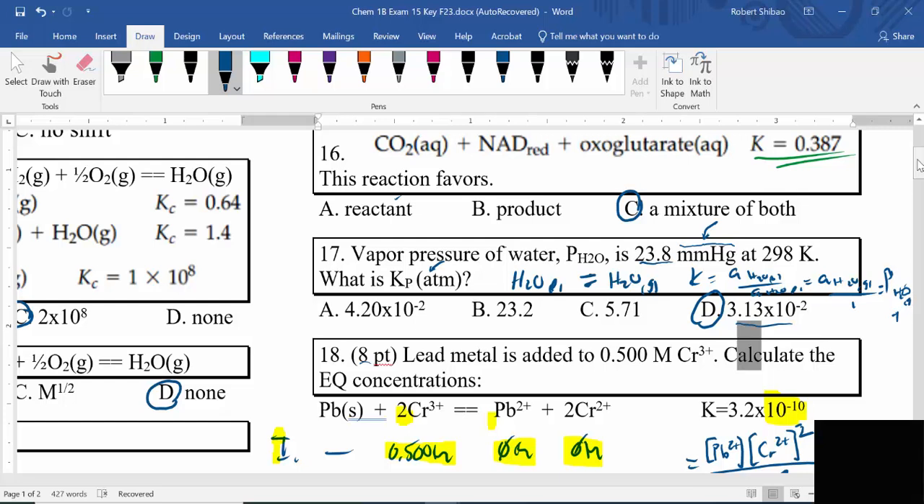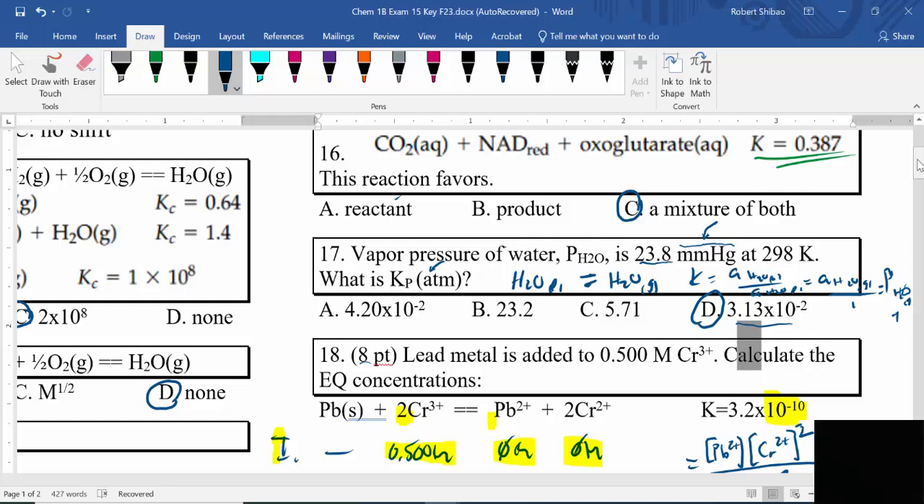When I look at K, 3.2 times 10 to the minus 10, 10 to the minus 10 favors what? The reactants or the... Yeah, this favors the reactants. This is going to heavily favor the reactants. So in this case, I'm not going to reset this, because 10 to the minus 10 is going to favor the left, and it's already to the left.